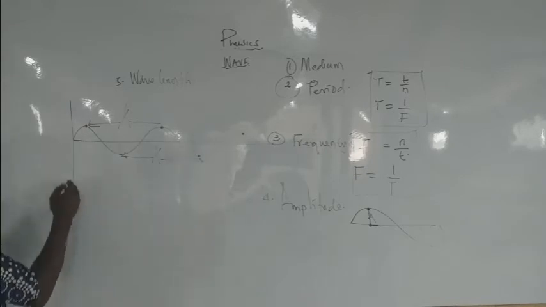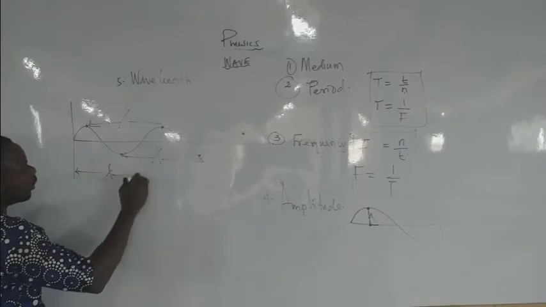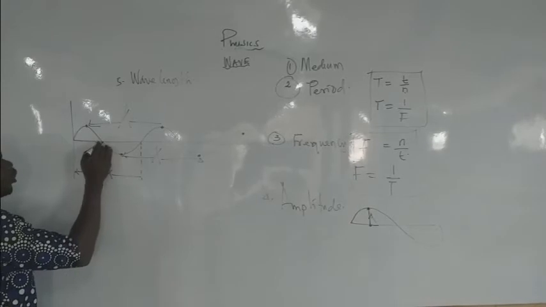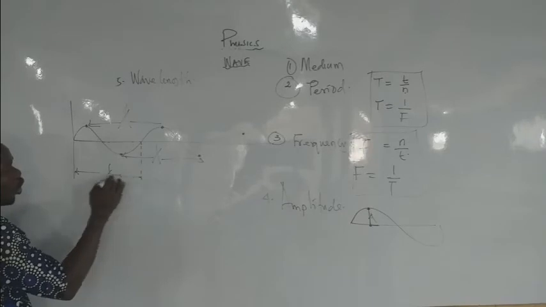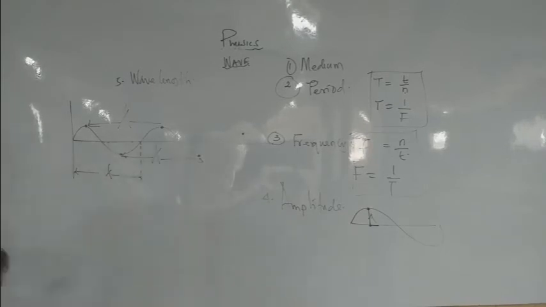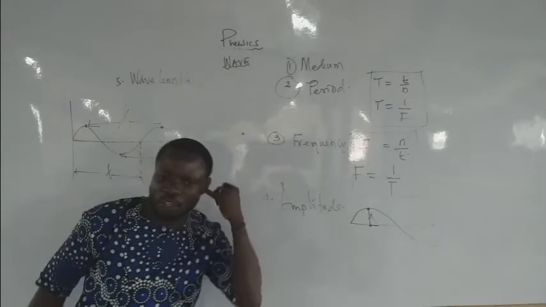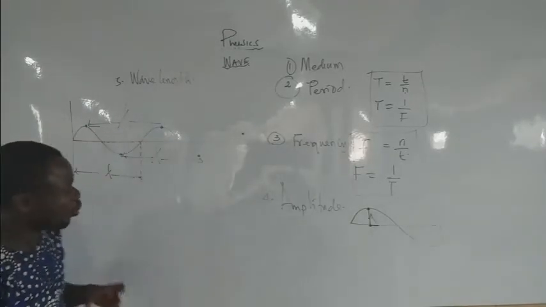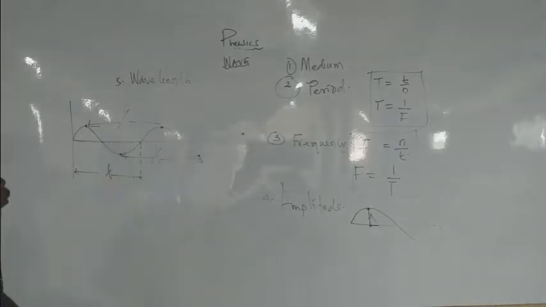Then it can also be defined as the distance covered to complete an oscillation. Now look here. From here, this is half of an oscillation, while this is a complete oscillation. So the distance covered here is called wavelength. That's the second definition. The third one is the distance between rarefaction and compression of a longitudinal wave. The distance between rarefaction and compression of a longitudinal wave. That's the third definition of wavelength.